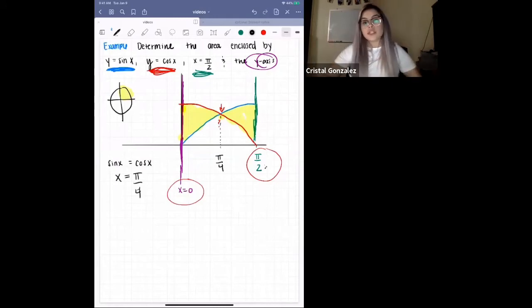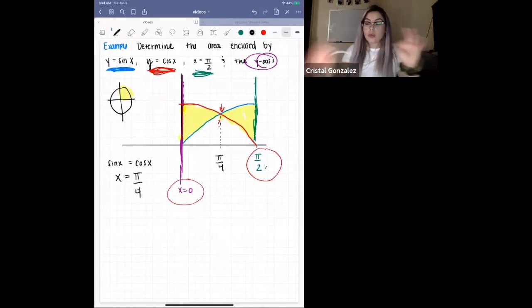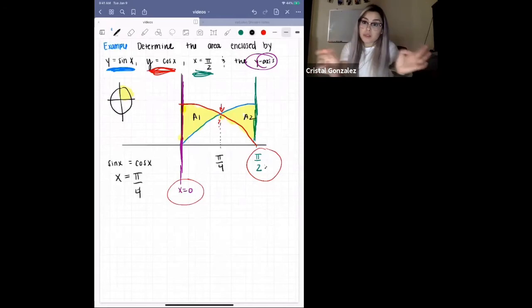Okay, so now we have a function from 0 to pi over 4 and pi over 4 to pi over 2. But we also have to account for the fact that when we first start, our red function is on top, and then halfway through, our blue function is on top. So we know that the total area is broken up between two different areas. Let's call this our area 1 and our area 2. And the total area between those is going to be the sum of those areas.